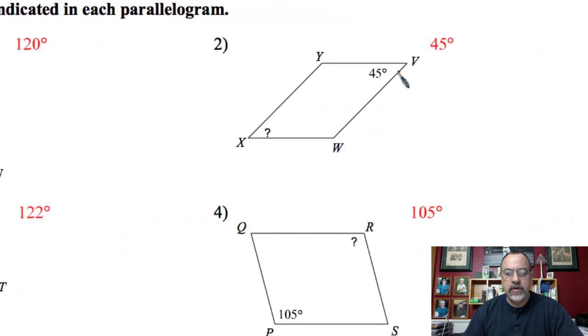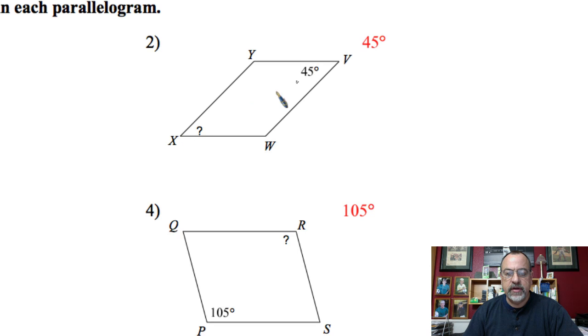In this example, we want to look at the question mark here. It's opposite the angle that I know, and again, I know from my properties that angle V is going to be equal to angle X because those are opposite angles. I can then substitute in 45 for angle V because I know that. That gives me angle X, or the measure that I'm looking for.